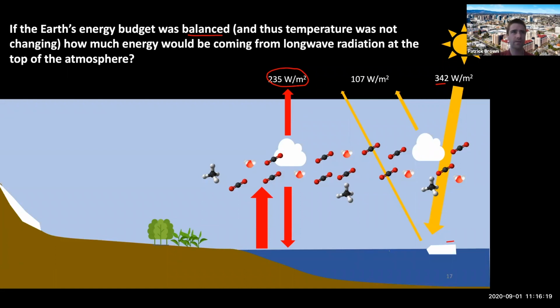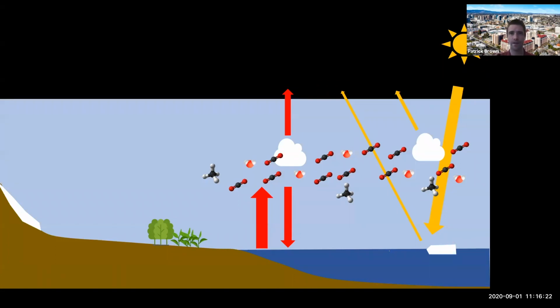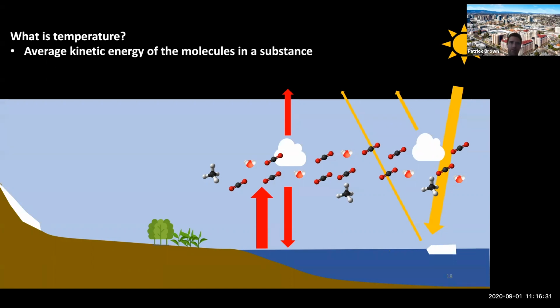Okay, so this whole class is about global warming. And so that means that we're talking about temperature, the Earth's average temperature, in relation to this energy budget. And so what is temperature? Well, temperature is a measure of energy, and the technical way to say it is the average kinetic energy of the molecules in a substance. And kinetic just means energy of motion. So really what this means is just how fast the molecules in something are moving.